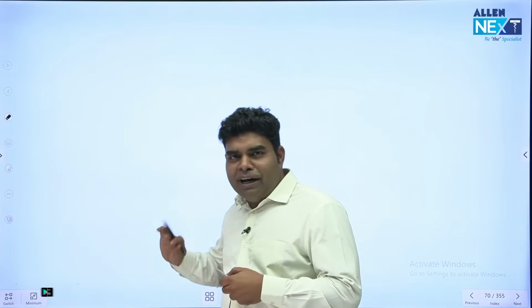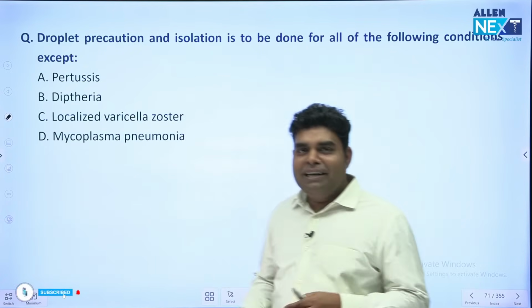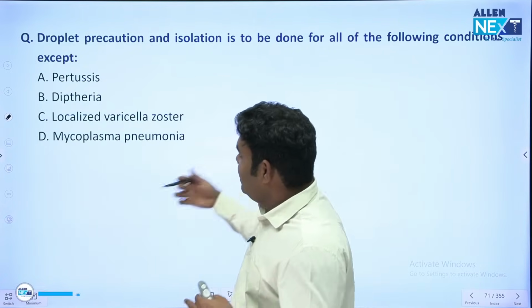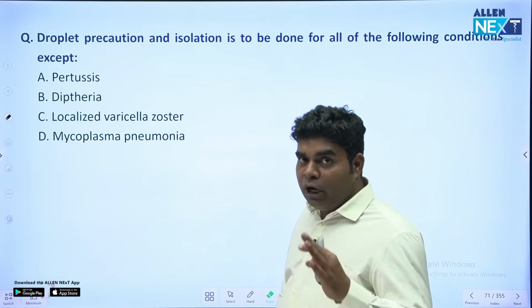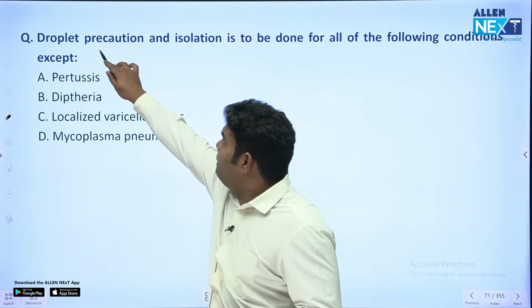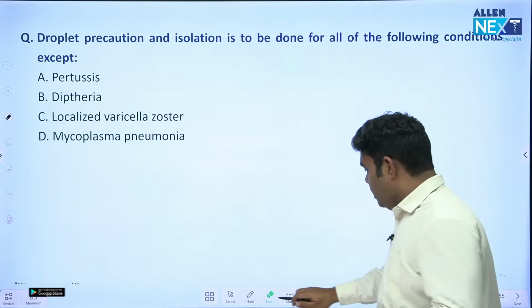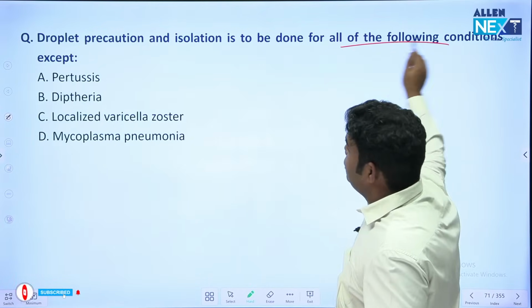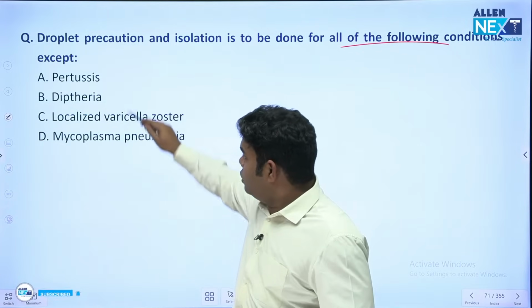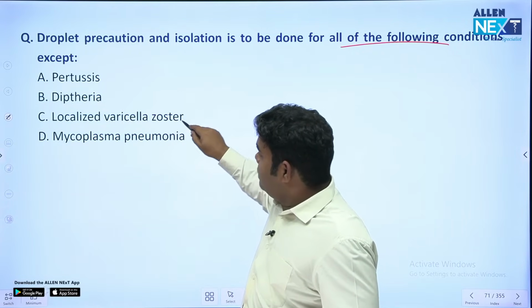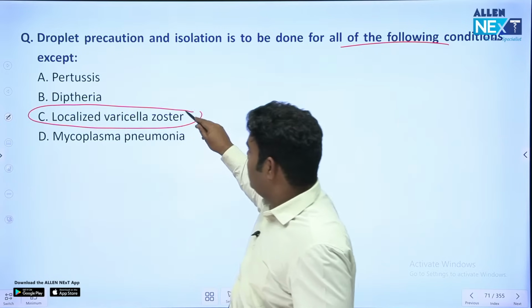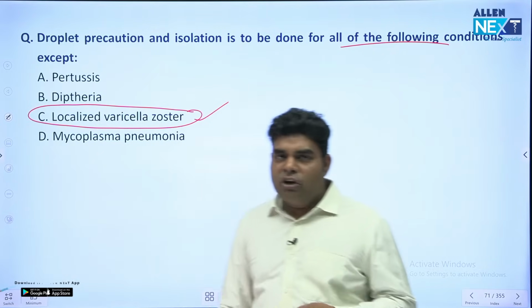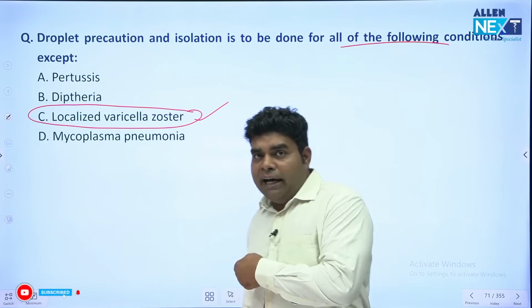I know these are some different types of questions, but all of these are mostly being asked, and we have to be equipped with this type of question. Droplet precaution and isolation is to be done for all of the following conditions except, of course, varicella zoster, which is not transmitted by droplet infection. So for varicella zoster, we need not do the isolation.